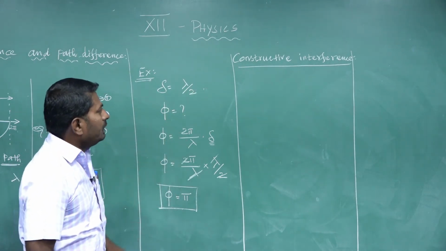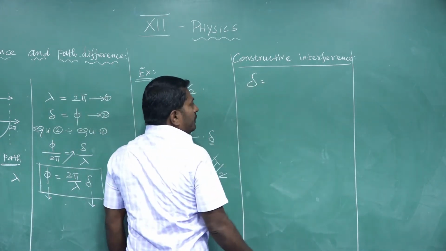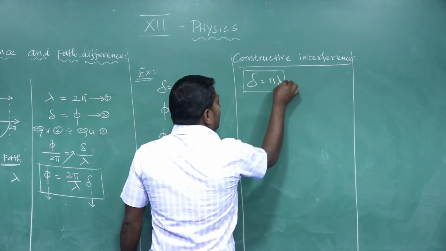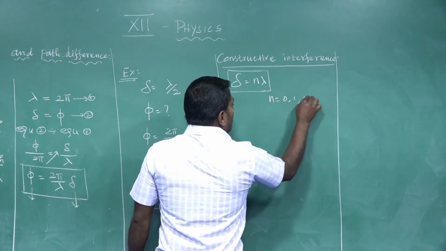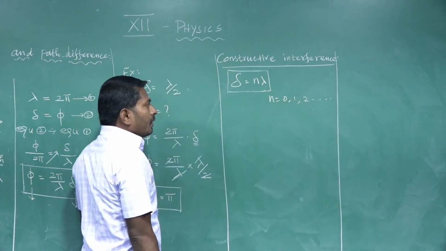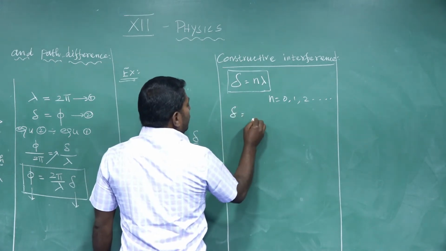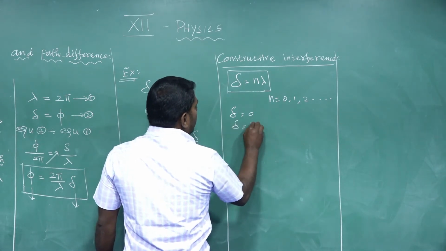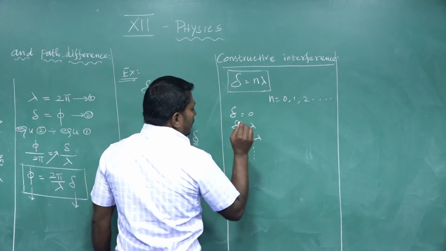In constructive interference, the path difference between two interfering waves, delta, is equal to n lambda. Here n is equal to 0, 1, 2. The path difference delta is equal to 0, the path difference delta is equal to lambda, the path difference delta is equal to 2 lambda, and it goes on.